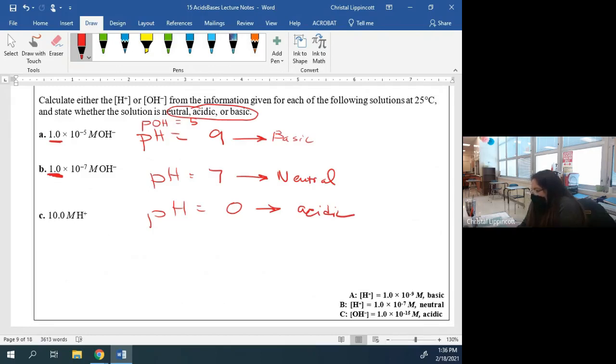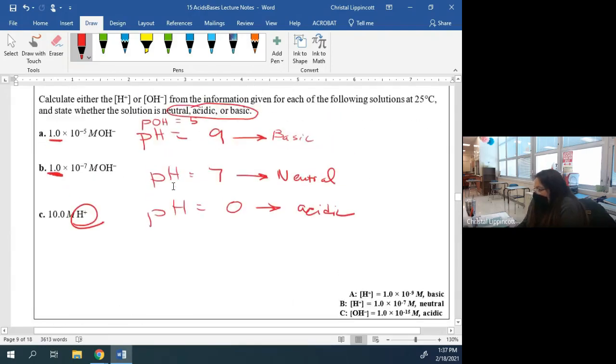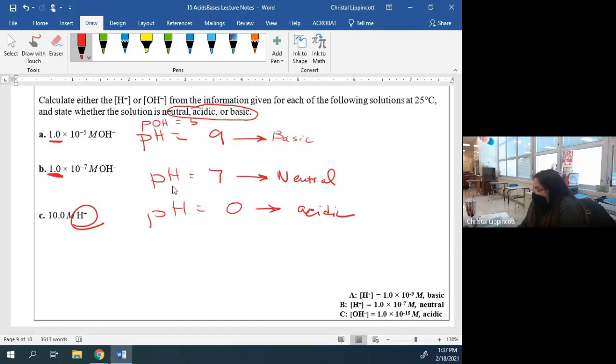This one, they gave you the H concentration. They didn't give you the OH concentration. So you got to be careful. They're sneaky that way. Wait, so for C, they gave us the H concentration, not the OH concentration. So this, you would just take the negative log of 10, and that's going to equal your pH. This one, you would have needed to take the negative log of 1 times 10 to the negative 7, and that would equal your pOH, and then you would subtract that from 14 to get your pH.